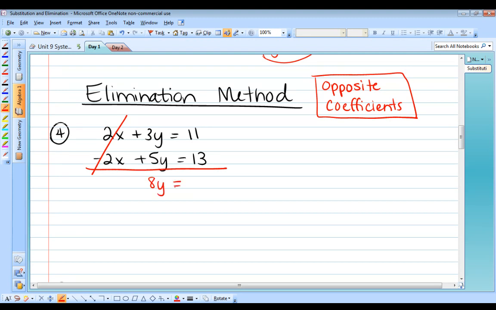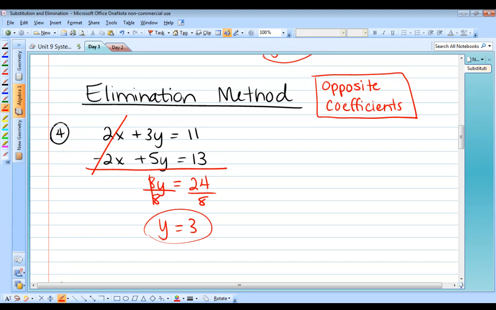And then I do my constant terms that don't have variables. 11 plus 13 is 24. And now I'm left with a little simple equation, 8y equals 24. So I'm going to divide both sides by 8, and y equals 3. There's one of my coordinates. So that's the y value.